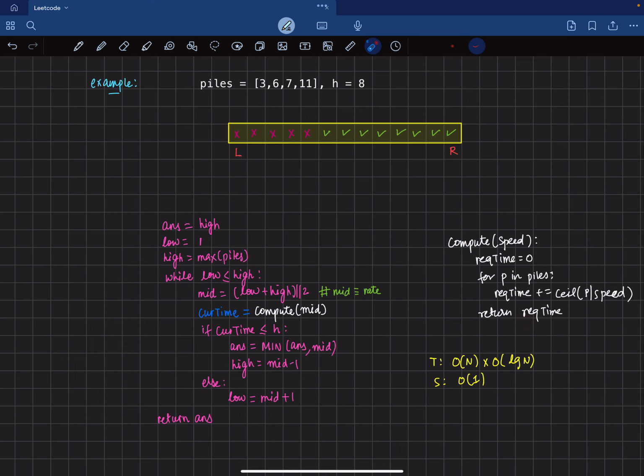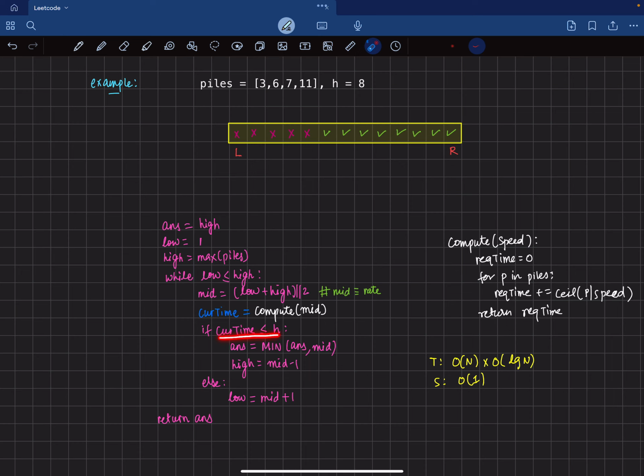And once we find the required time, what is our objective? Our objective is if we do indeed find the required time, that time it must be within the H hours, correct? Now we ask ourselves, hey, if Coco finished eating the bananas within H hours, what does that entail? It tells us number one, we were able to eat all the bananas. Number two, we were able to eat all the bananas within H hours.